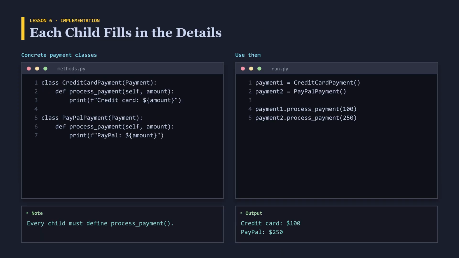With the contract defined, each concrete class fills in the details. CreditCardPayment and PayPalPayment both inherit the abstract Payment and provide their own process_payment. Because the parent demanded it, every child is guaranteed to have this method, so the code that uses them can rely on it completely. If a child forgot to implement it, Python would refuse to create that object. That is abstraction enforcing consistency at the language level, not just by convention.